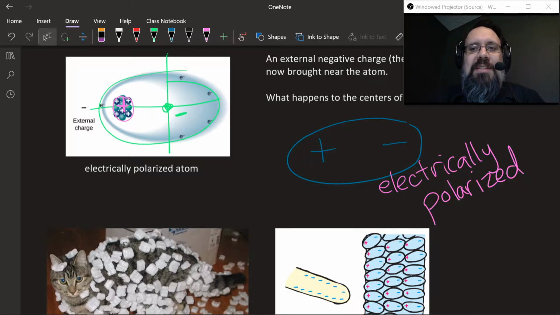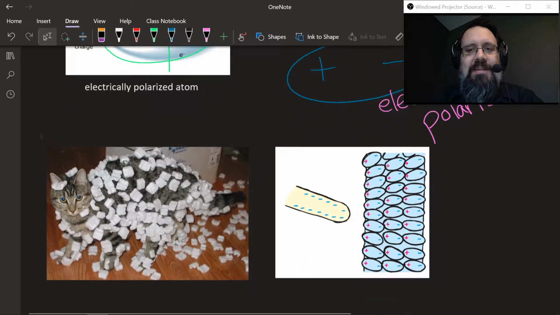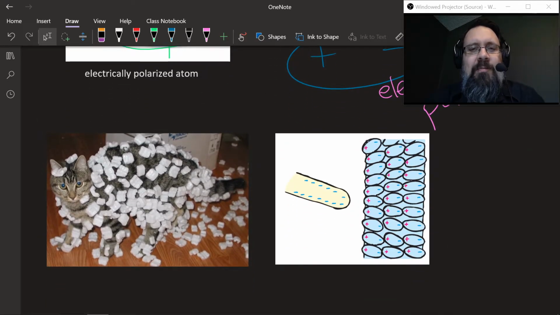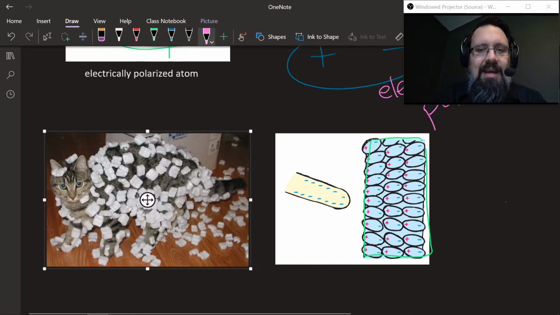This is how you explain static cling. So I showed you guys this picture before we went on spring break, that the cat had all these little pieces of styrofoam stuck to it. And so the way to think about that is, here's each piece of styrofoam. And if the cat has picked up some negative charge, maybe the cat was rubbing against the carpet, or pushing up against something like clothing. And so the cat picked up a bunch of negative charge. Now the cat has this negative charge.